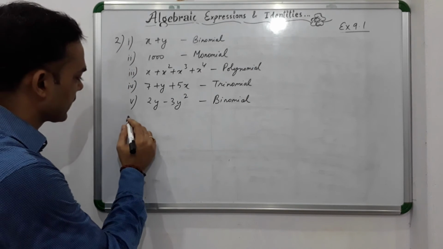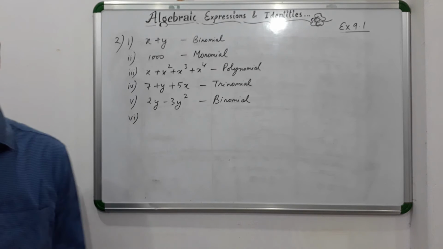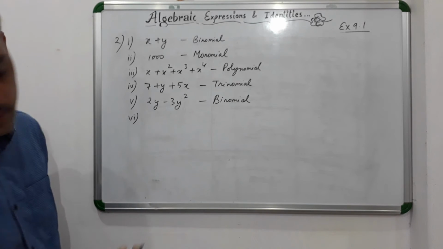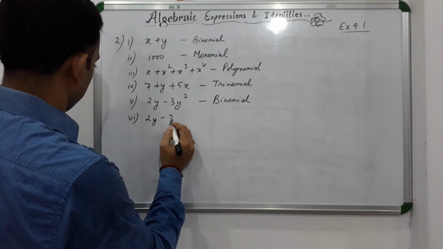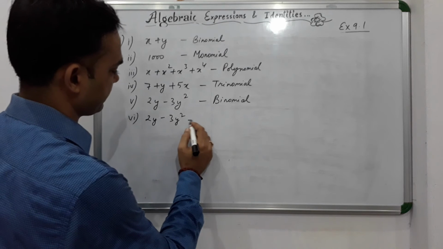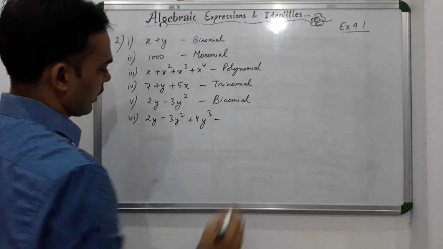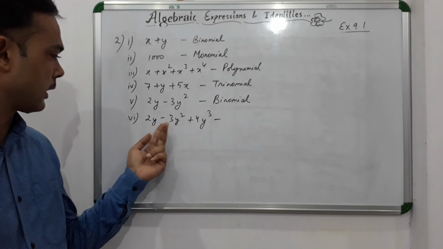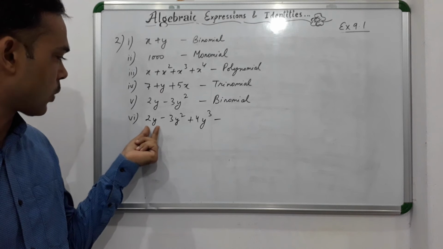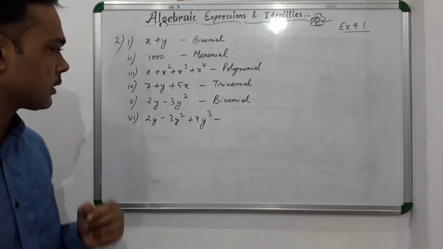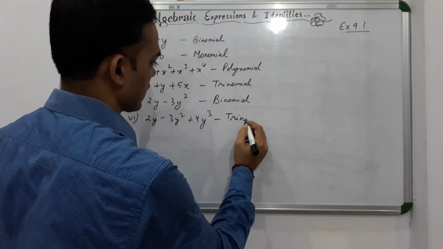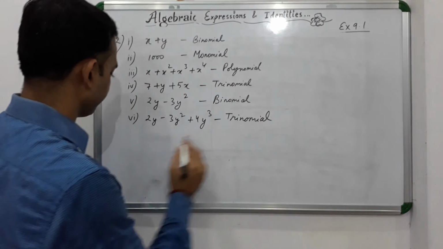Now after the fifth part, let's move on to the sixth. In the sixth, it is 2y minus 3y square plus 4y cube. So it gets divided by addition or subtraction sign. Here is one term, this one is the second, and this one is the third. And that is why this is trinomial. Tri means 3, so it is trinomial.